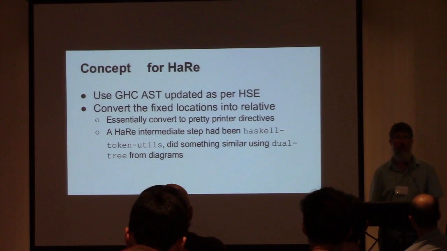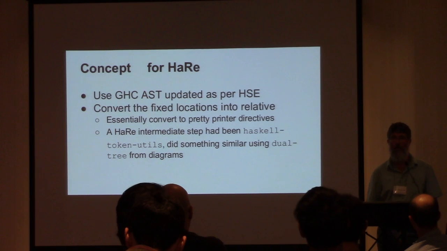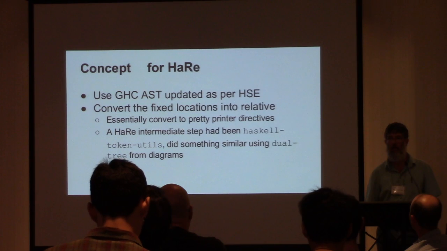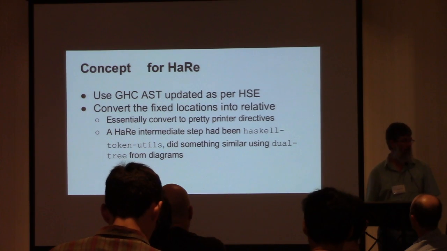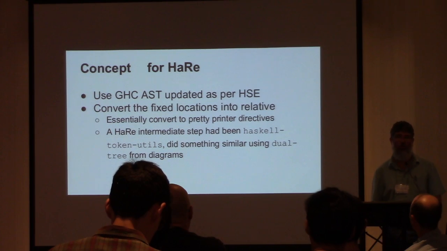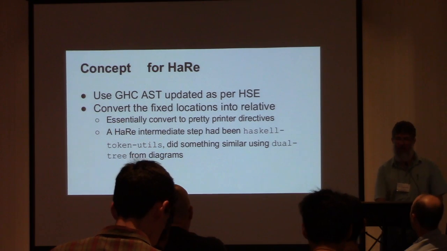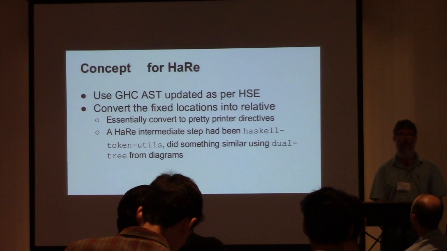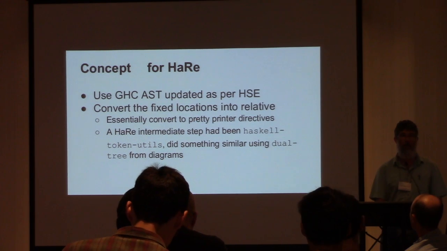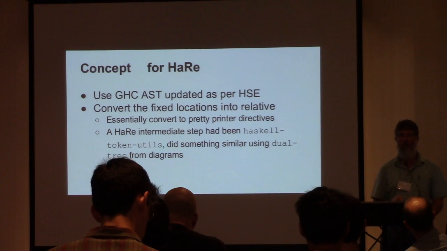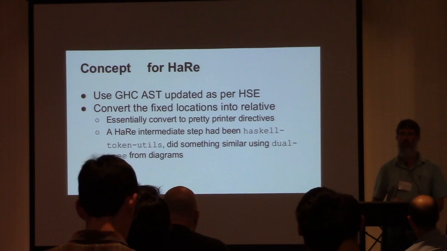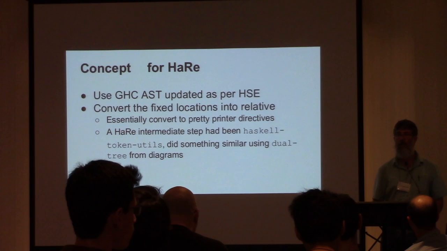So I decided to take a two-step approach: put in similar API annotations as in the Haskell source extensions, but then write a second step that would turn those absolute locations into relative ones. Essentially thinking of a pretty printer type model where you say this is so many across, or this is above that, or whatever, and end up with that sort of situation.